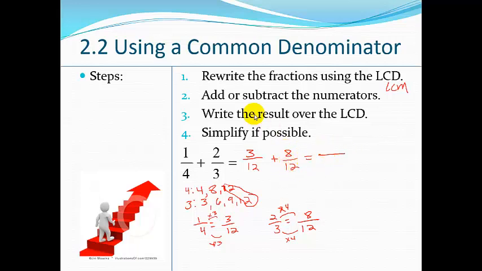Now I can add or subtract the numerators. So 3 plus 8 is going to give me 11. And then there's nothing that I can divide out or factor out from the top or the bottom, so I am done.